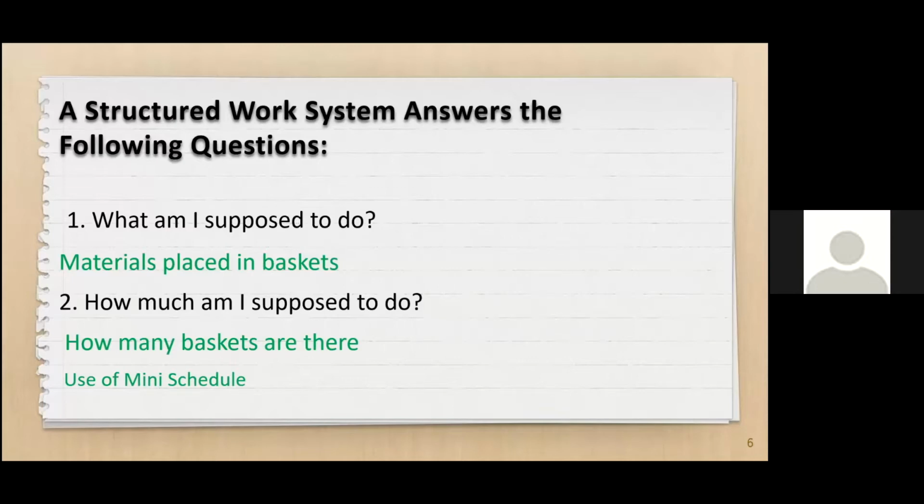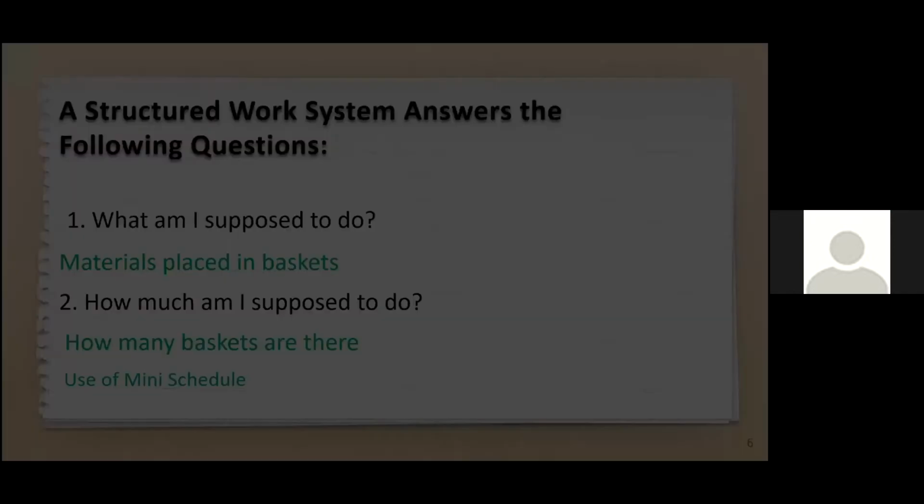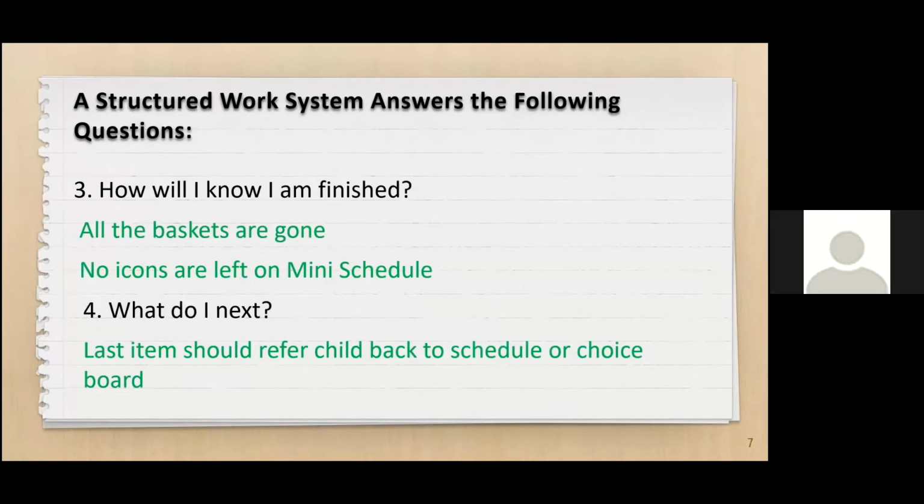Or you might also have a mini schedule. And I'm going to show you a picture of some workstations in a minute if you haven't seen them before. So how do I know when I'm finished? How do I make this work go away? That's a big question for a lot of our kids. Well, all of the baskets are gone. Or if you're using a mini schedule, then your icons are all moved past the left.